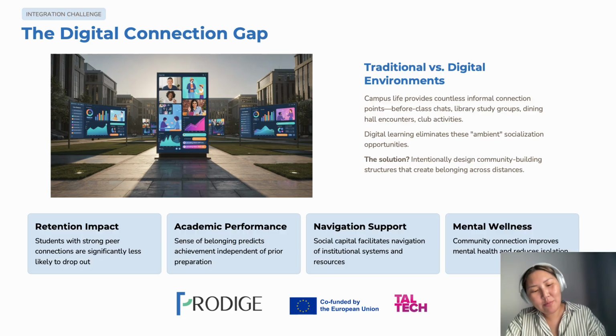And look, why is it important? Students with strong peer connections are significantly less likely to drop out. Sense of belonging predicts academic achievement, independent of prior preparation, meaning even well-prepared students struggle if they feel isolated. Social capital helps students navigate institutional systems and resources. And community connection dramatically improves mental health and reduces isolation. So this is not a nice to have, but rather fundamental for our students' success.